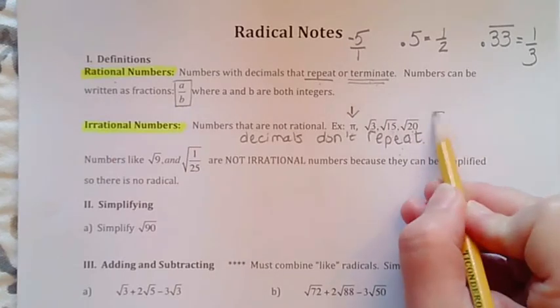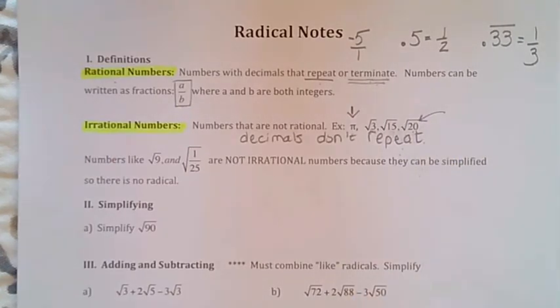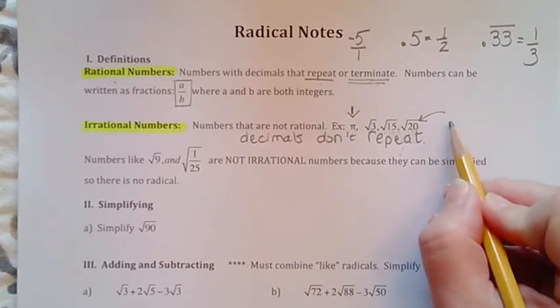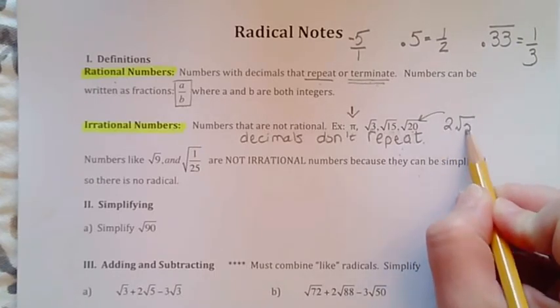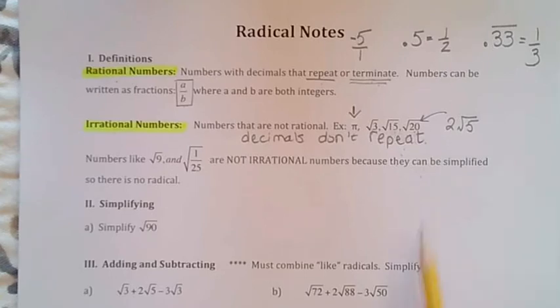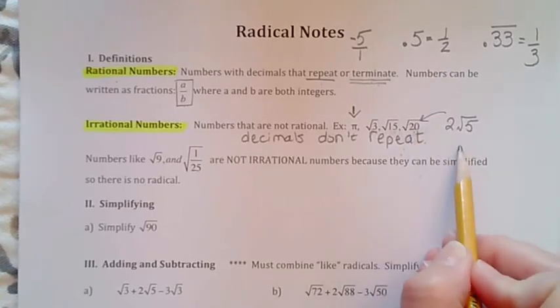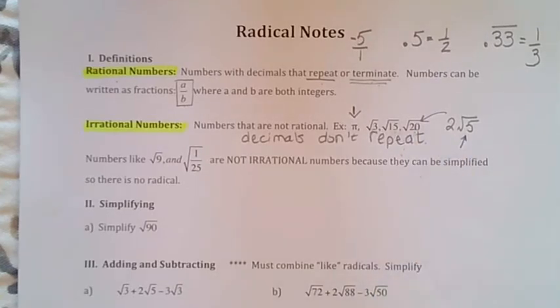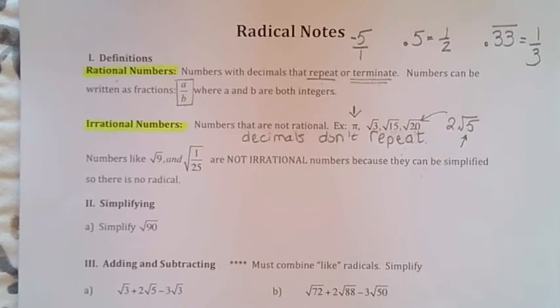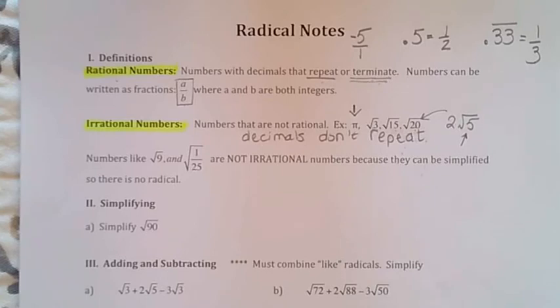Here's the thing. Radical 20 is a radical that you can simplify. Can you do it real quick in your head? 4, 5, so that's 2 radical 5. But even when you simplify it, the radical doesn't go away. There still is a radical in the number, so that's why it is still an irrational number.